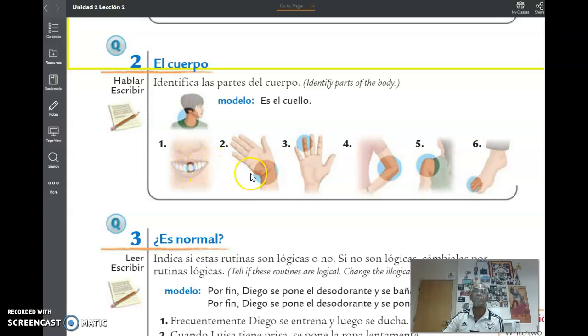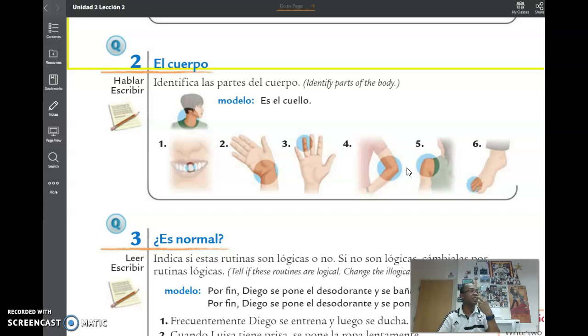Diente. Mano. Dedo. Dedos. Codo. Diente. Dedos. Muy bien. Codo. Ok, un poquito más rápido. Codo. Diente. Dedo. Dedos. Mano. Codo. Dientes. Manos. Dedo. Dedos. Codo.